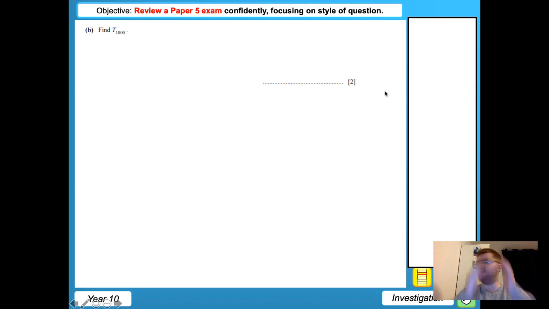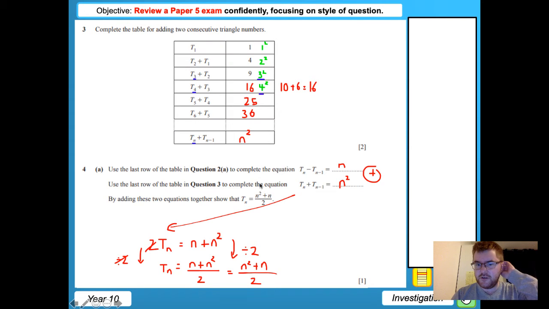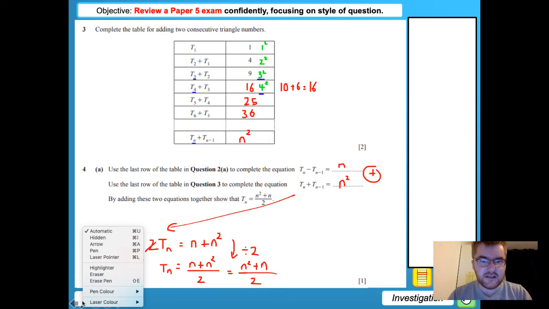And now I give you a random question here. Find T1000. And we're thinking, okay, that's a bit strange, T1000. So how are we going to do that? But then we look at the equation we just made. So Tn is equal to n squared plus n over 2. So let me write that on the next page.